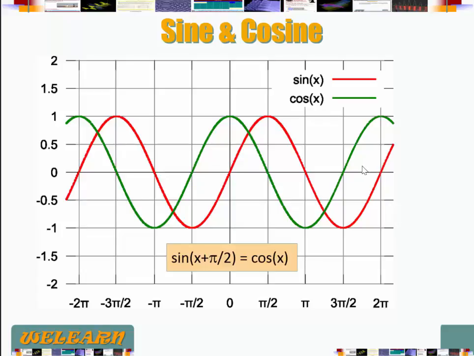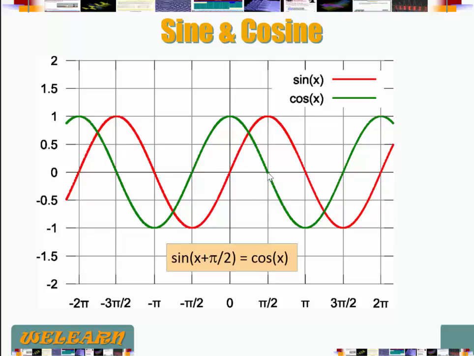Okay, so what's the difference between sine and cosine functions? Here's a graph for a reminder. In red here we have a sine function, and in green a cosine function. This is where the 0 is. Sine of 0 is 0, so it starts at 0.